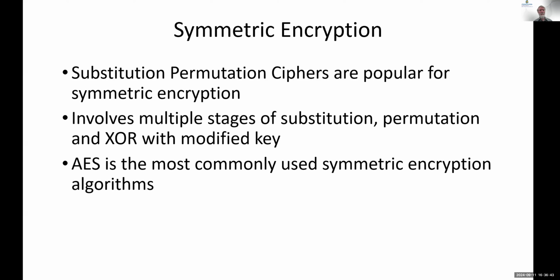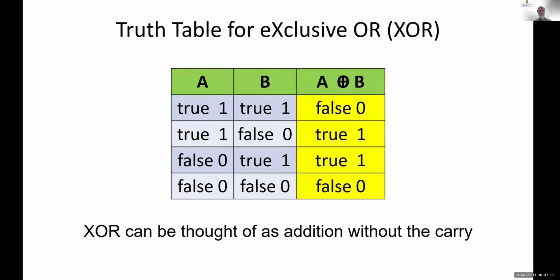Okay. All right. Quick review. Symmetric encryption uses the same key to encrypt and decrypt. Popular ones are AES and DES, and they are typically substitution permutation ciphers. They involve stages of exclusive OR with the key, substitution S boxes, and then permutation where you rearrange the bits. AES is the most popular one.